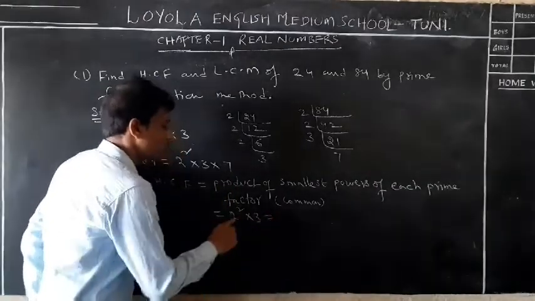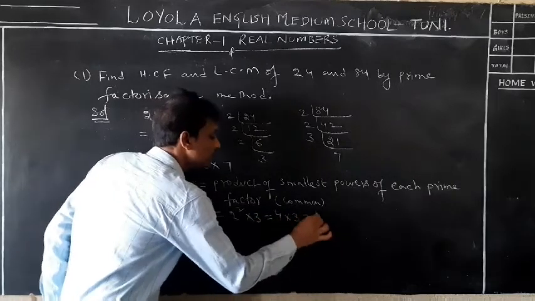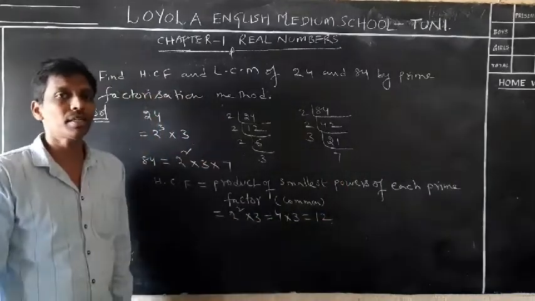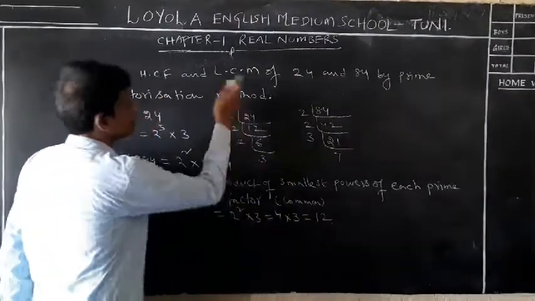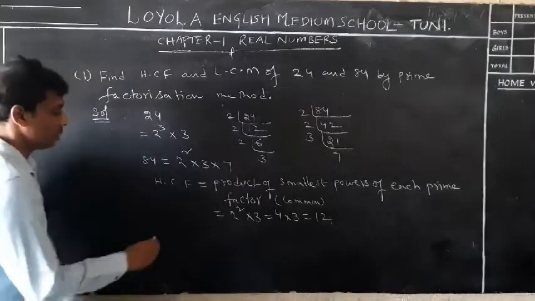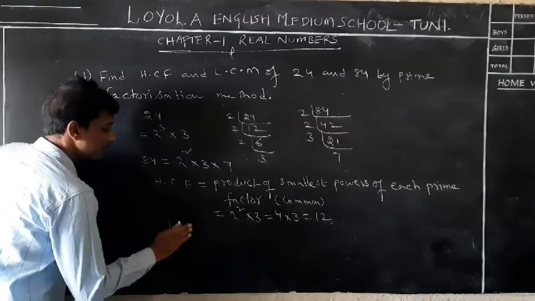Now this value we know. 2 square means 4 into 3. That is nothing but 12. So the highest common factor of the two given numbers is 12. Now let us see LCM.